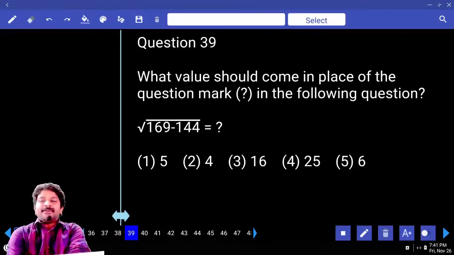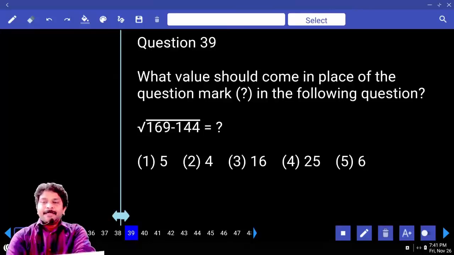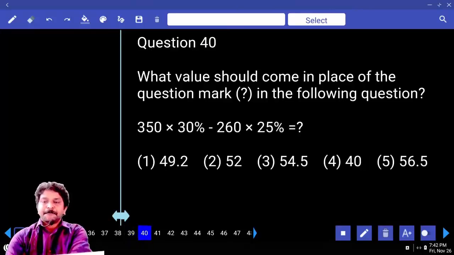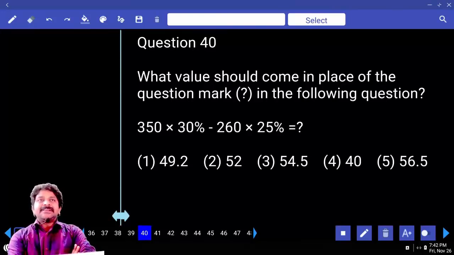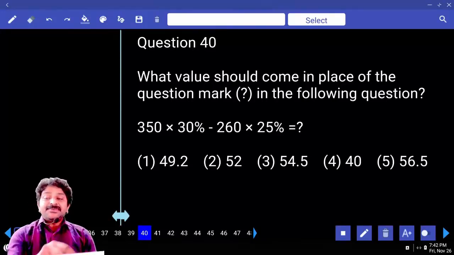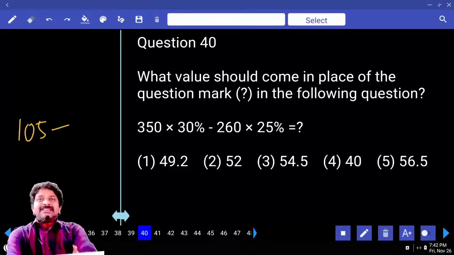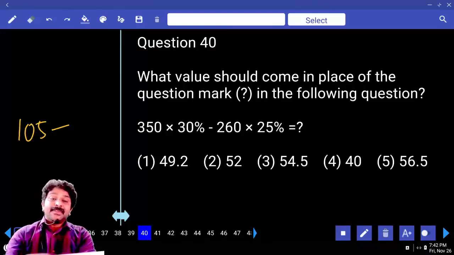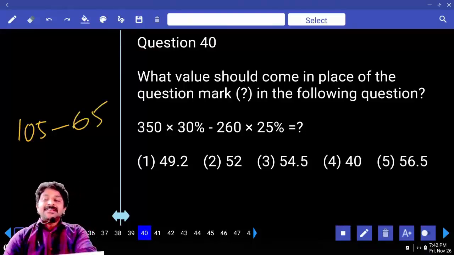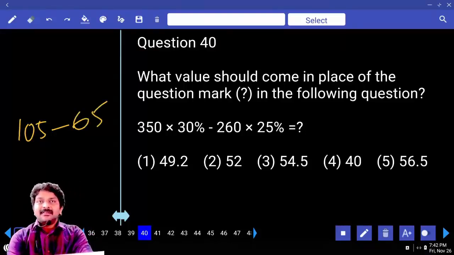169 minus 144. Come on, 100 cancel. 60 40 20. 9 4 5. Under root 25, 5. 30% of 350, that is 10% into 3 only. 35 3 times 105 minus 25%, in the sense, half and half only. What is half of 260? Again half of 130. If you subtract 65, answer is, come on, 40.